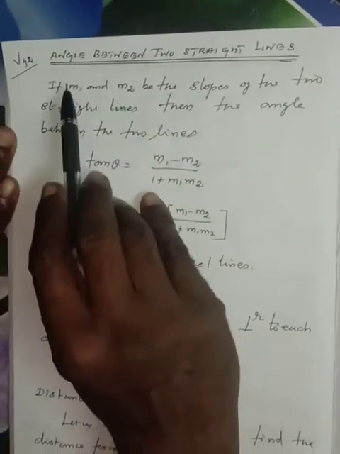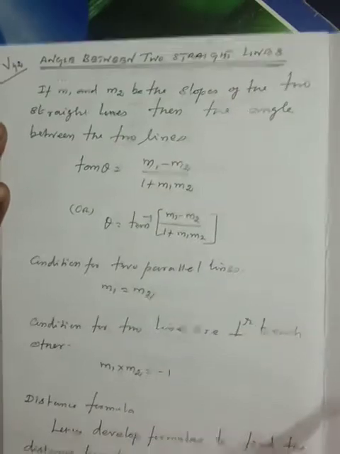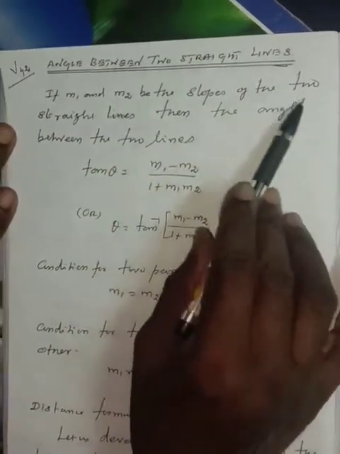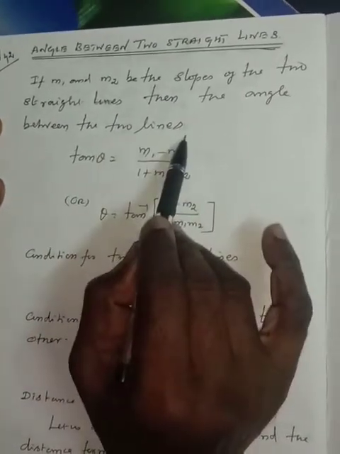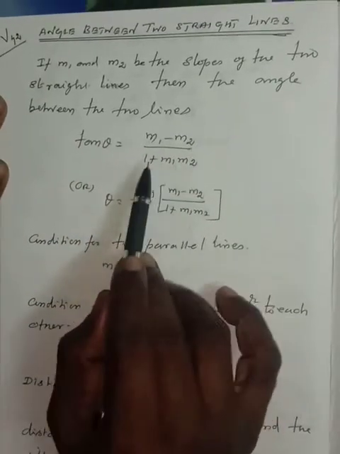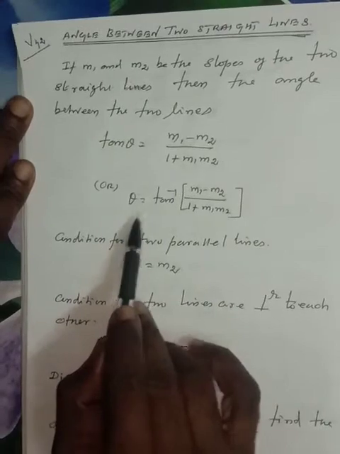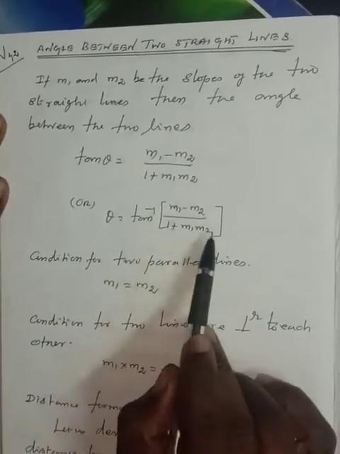Students, today's topic is angle between the straight lines. Lesson number 6. If m1 and m2 are the slopes of the two straight lines, then the angle between the two lines is tan theta equals (m1 minus m2) divided by (1 plus m1 m2), or theta equals tan inverse of (m1 minus m2) divided by (1 plus m1 m2).